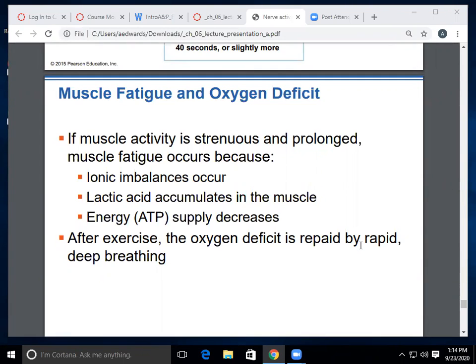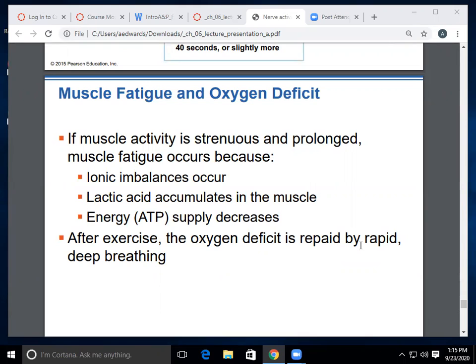So let's talk about muscle fatigue. So if you get strenuous muscle activity for long periods of time, your muscles are going to fatigue. And that's as a result of imbalances in your ions. You get accumulation of lactic acid in your muscles, and you get decreases in your supply of ATP.